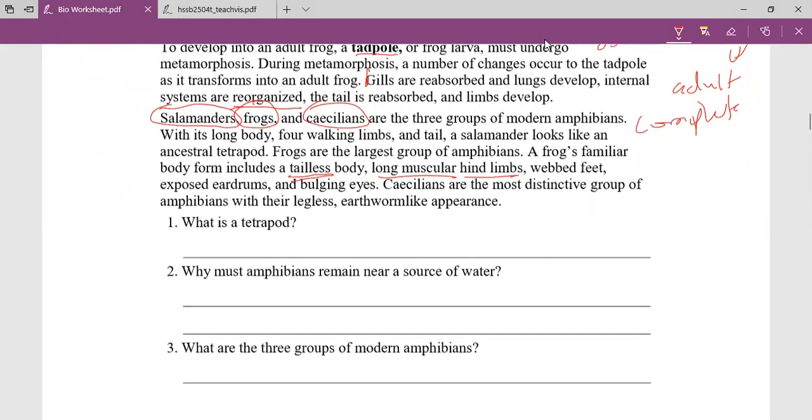So what are tetrapods? It's a vertebrate that has 4 limbs.